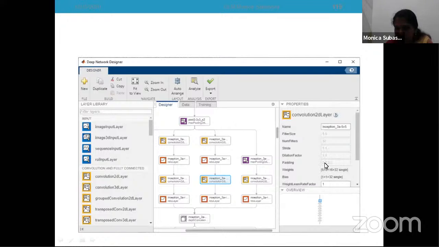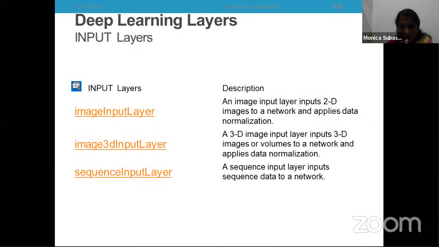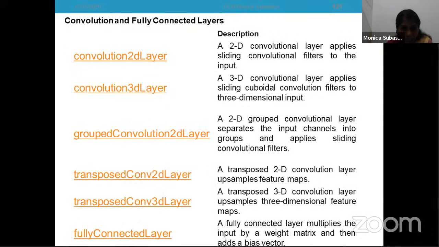Then padding. And what about weight, bias if you want to include? What about learning factor? I spoke about alpha, right? So alpha, learning factor can be included here. So all the information can be given here and you can execute the networks. So this is for your information. The input layers with the description. Don't want to take much time on this. The explanation and the purpose of all these layers I have given consolidated.